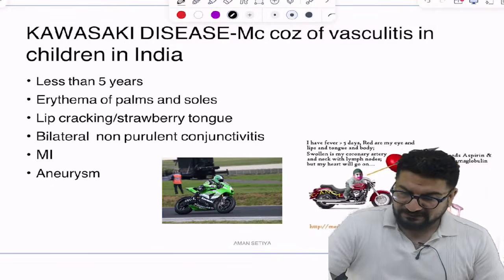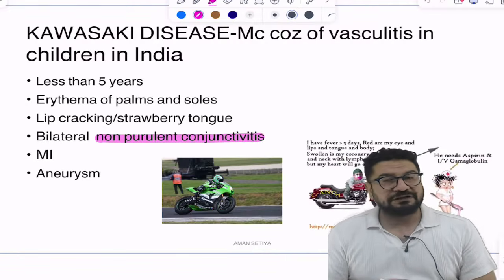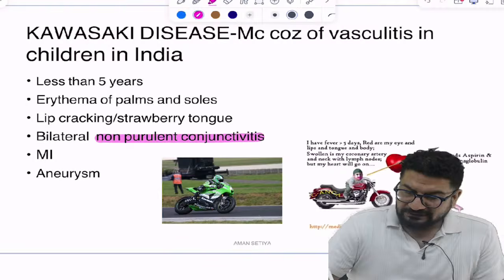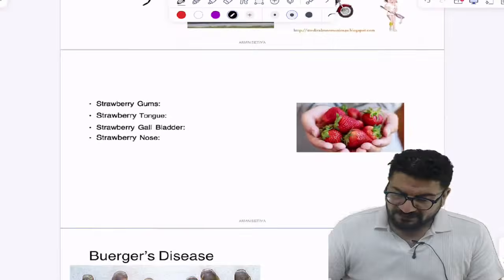Now Kawasaki disease, it's an examiner favorite, it has come multiple times. Just remember, even in the last attempt this was a question. It is non-purulent conjunctivitis. It's not purulent, it's non-purulent. There is increased risk of MI or aneurysm, myocardial infarction, aneurysm.